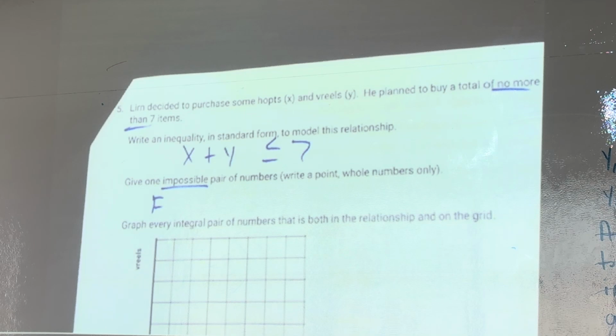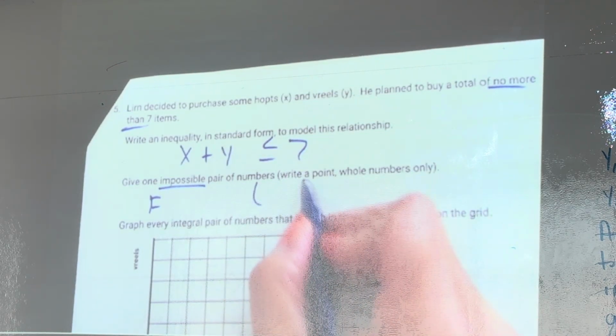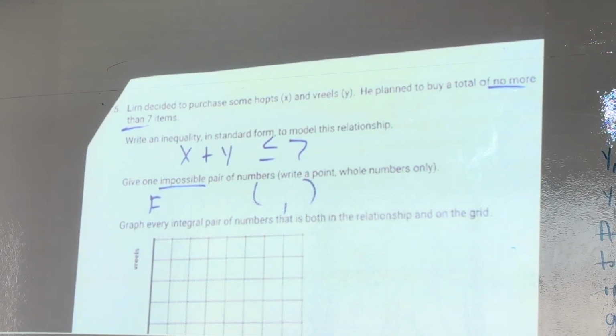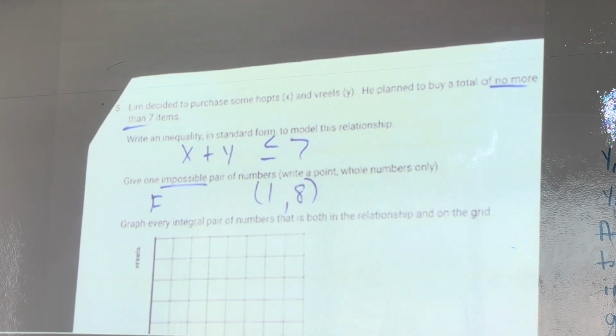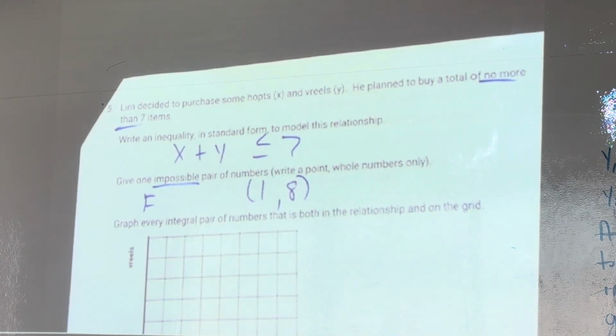What are you multiplying? So we need an ordered pair, which is an x and y. Yes, ma'am. 1 and 8. Perfect. 1 plus 8 is 9, and 9 is not less than 7. That would be an impossible pair. So like 2 and 9. Yep. And when it comes to greater, there's like infinite. Can I do the possible one now? So what would be a possible one? 3 and 3. Yes, ma'am. Okay. So let's see.